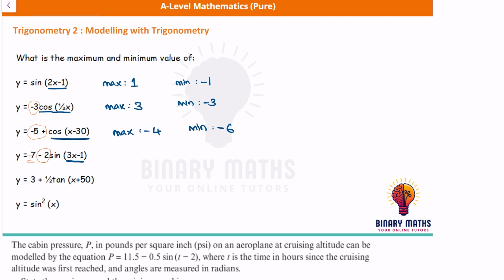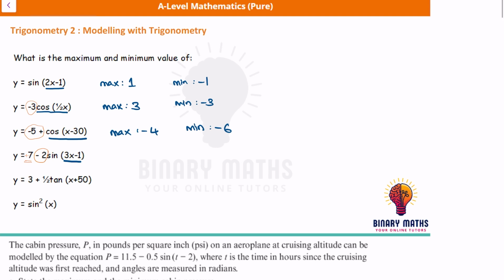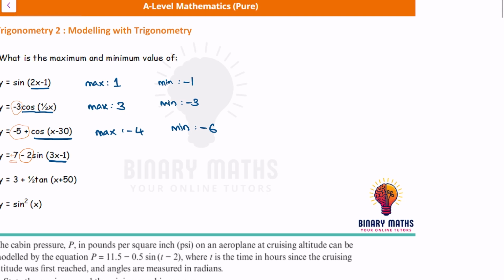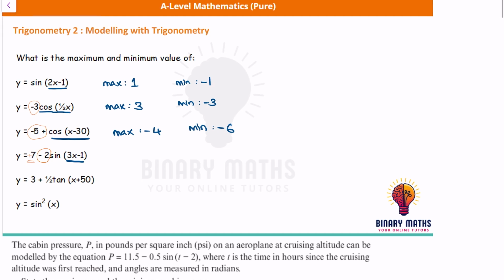CBAD tells you, from previous lessons, you do the A first and then the D. So for this part, the minimum would be minus 2 and the maximum would be positive 2. So when you add 7 to both, the maximum would be 2 plus 7, which is 9, and the minimum would be minus 2 plus 7, which is 5.